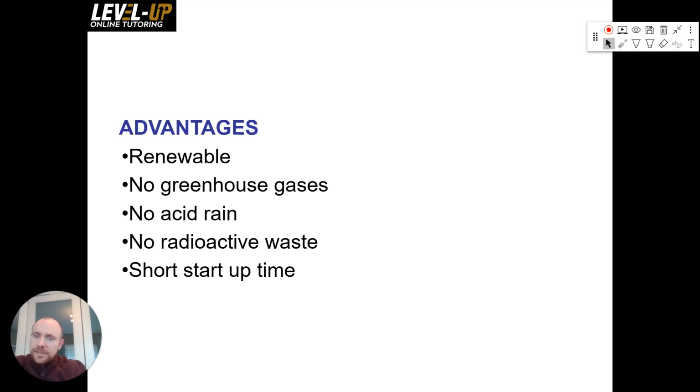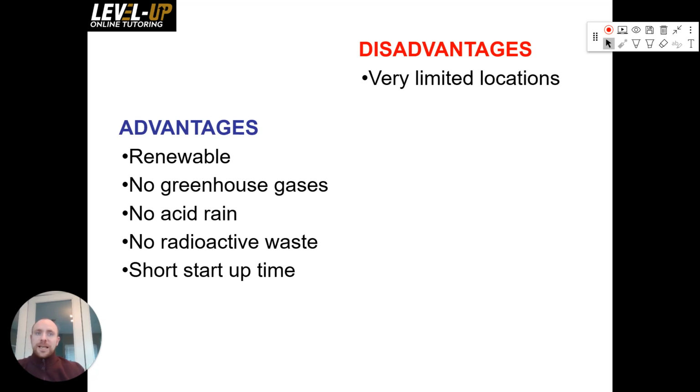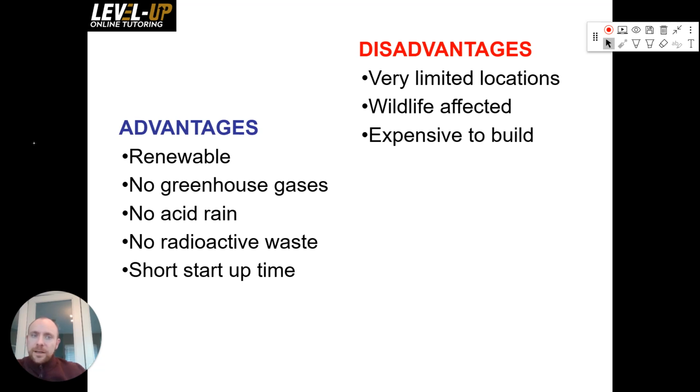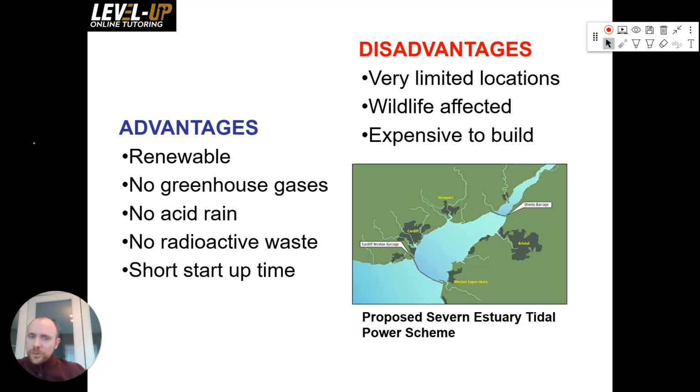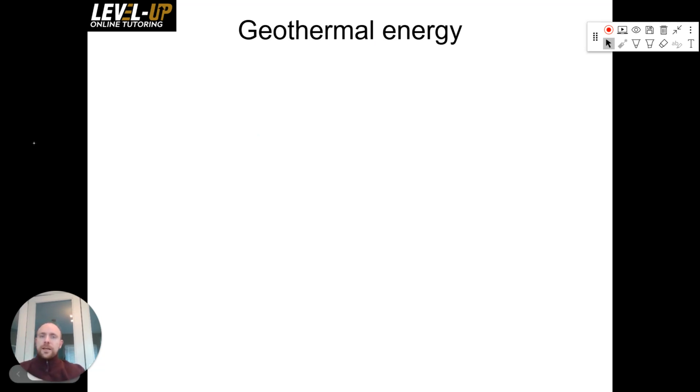Renewable, no greenhouse gases, no acid rain, all the usual stuff are the advantages. But the disadvantages, slightly different. Again, very limited locations where there's enough tidal movement. It's going to be quite limited. You've got wildlife potentially getting trapped in those turbines. Again, expensive to build, very similar to HEP, to hydroelectric power, I would say.